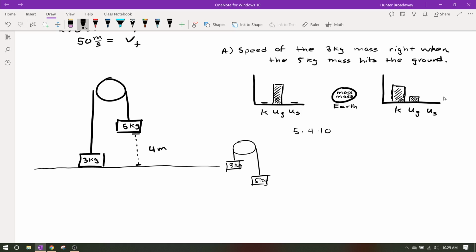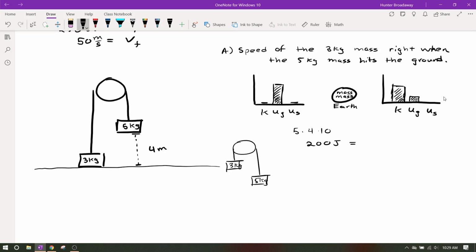That's going to be 400 times 5. Is that 2,000? I'm not very good at this. Let me try again. 40 times 5. Is that 200? There we go. So we got 200 joules on the left side.